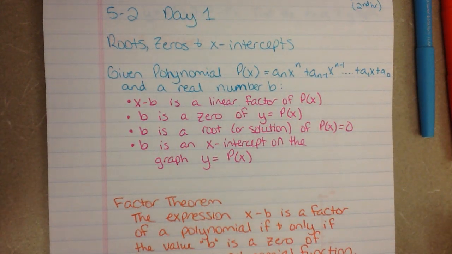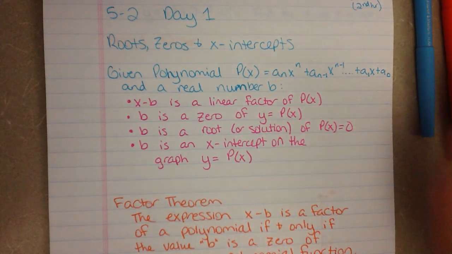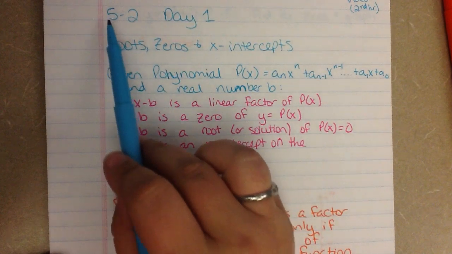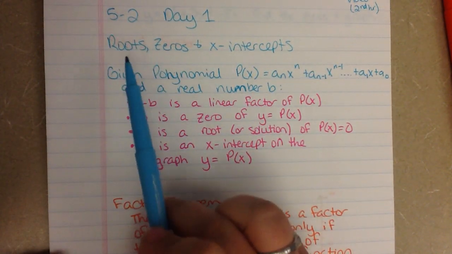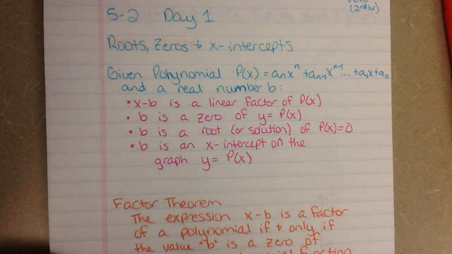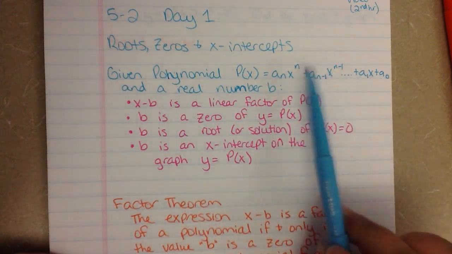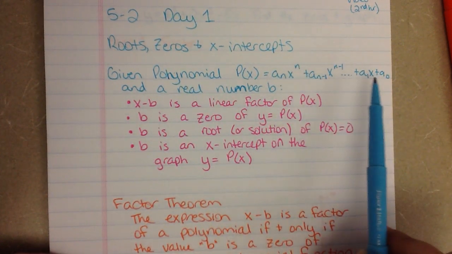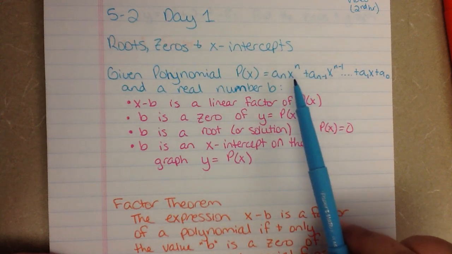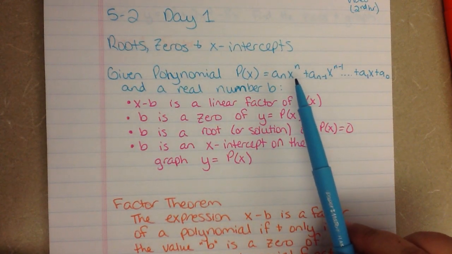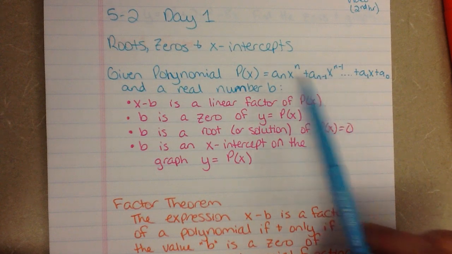Okay, ladies and gentlemen, today we are going to dive into 5.2, and we are going to start off talking about roots, zeros, and x-intercepts. If you have a given polynomial, whatever polynomial it is, obviously this one looks really nasty, but your polynomial could be even something as simple as 2x squared minus 5x plus 1.